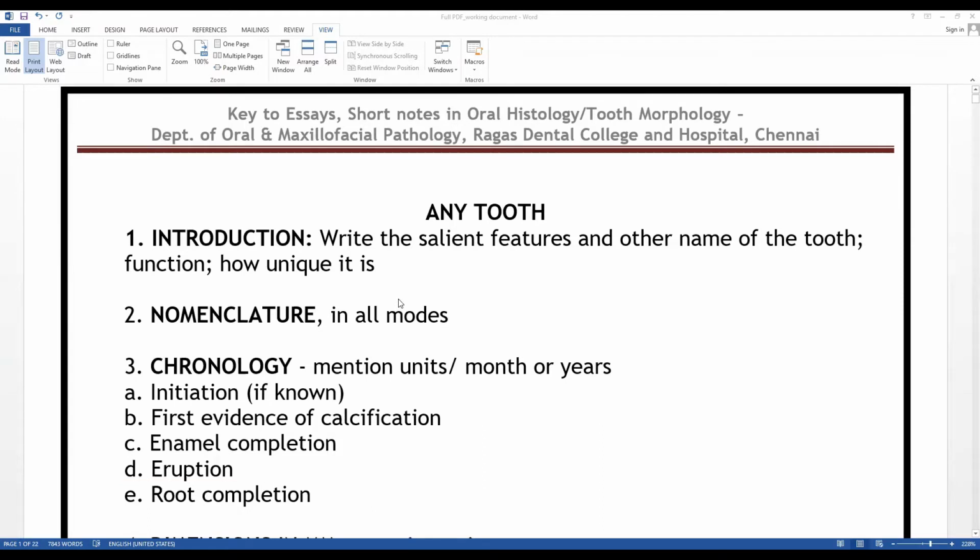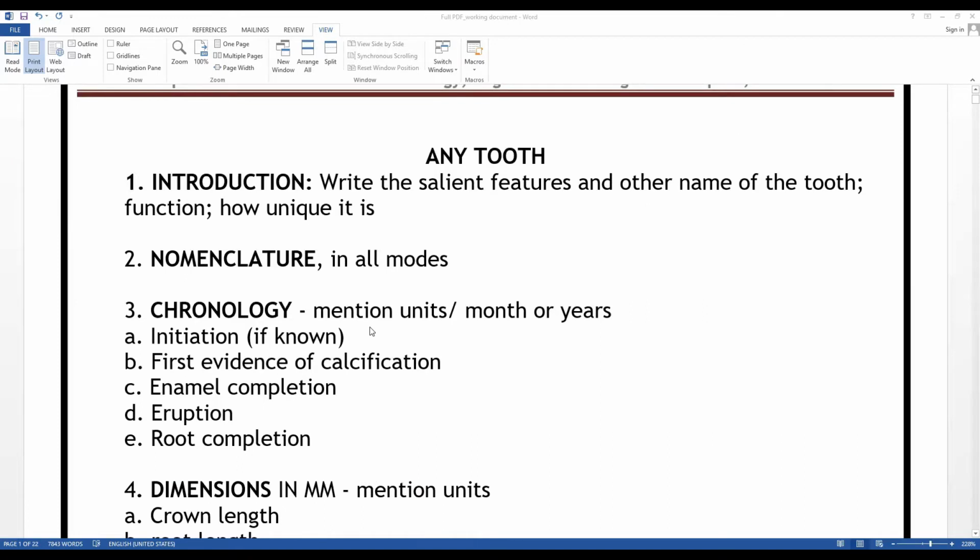Then talk about the nomenclature in all three systems: FDI, Universal, and Zsigmondy-Palmer. It is better to write all the nomenclatures. If it is a generic tooth, like maxillary molars, say it about all the teeth. Usually they are very specific about first molar, second molar, and so on. So be careful about the nomenclature. And the next phase will be the chronology.